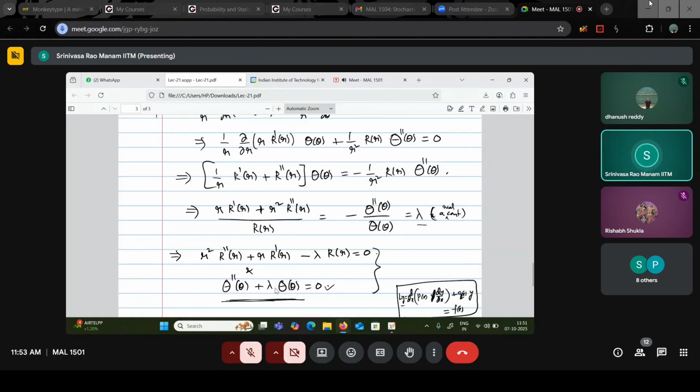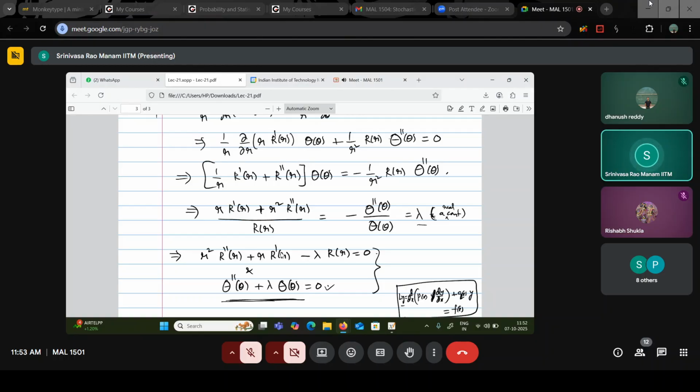What are your eigenfunctions? Sin n theta, cos n theta, right? So what are the eigenvalues? n is 0, 1, 2, 3 onwards. If you put that in here, what is the first equation?